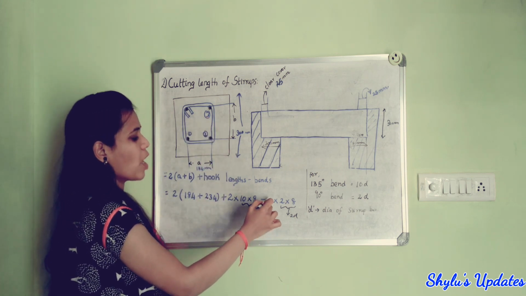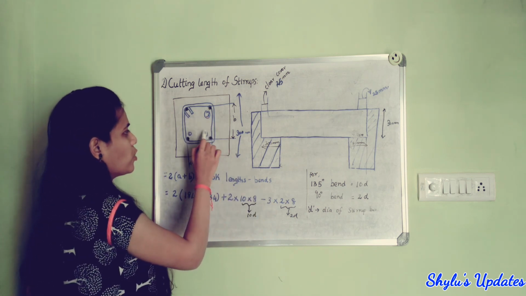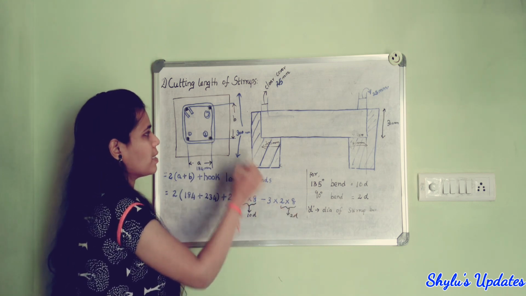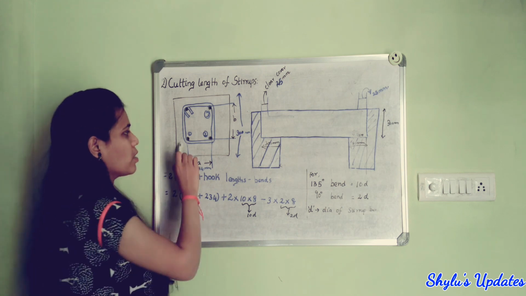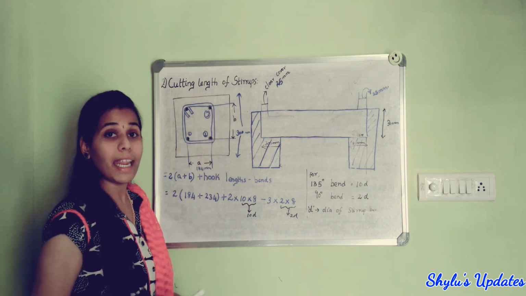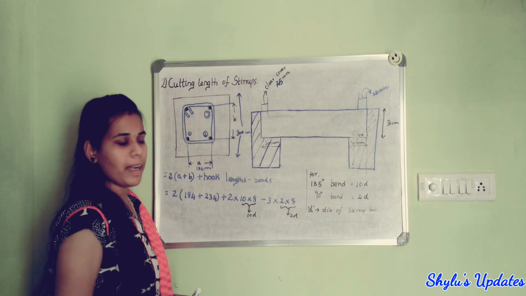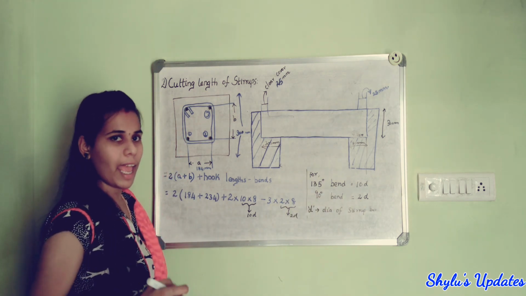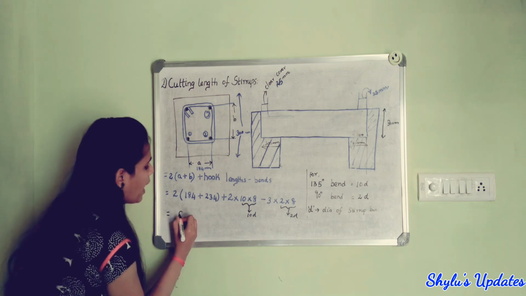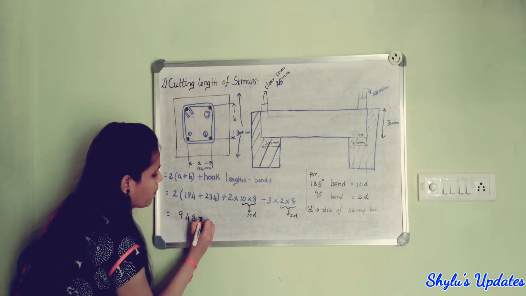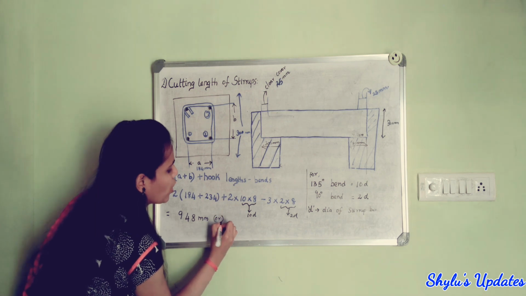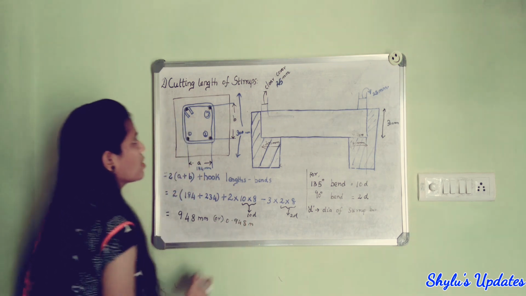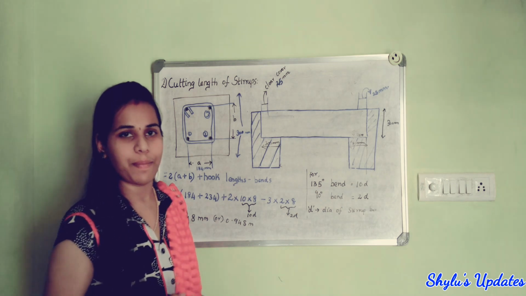Similarly, minus bends. How many numbers of bends are there? 1, 2, 3. So I have written here 3. 3 into 2D, because these three bends are bent at 90 degree angle. So for 90 degree bend, 2 into diameter of stirrup we have to take. When we solve this, we get the answer 948 mm, or 0.948 meter. So this is the cutting length of stirrups.